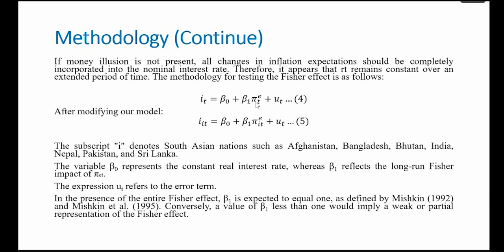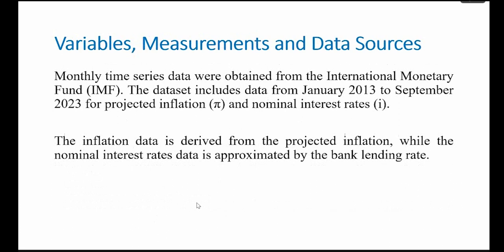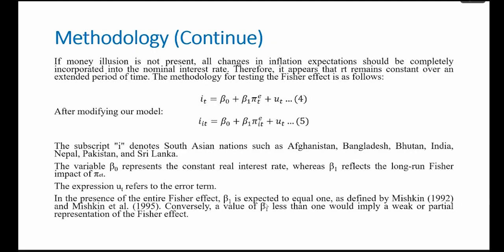The interest rate i is equal to beta R plus beta 1 inflation plus other terms, and the error term is there. I want to replace it. If you ask how I can find the inflation target, then if I regress inflation as the dependent variable on the interest rate as the independent variable, there can be inflation rate targeting as well. So I take Afghanistan, Bangladesh, Bhutan, and all the South Asian countries. If the coefficient beta 1 is equal to 1, then the exact Fisher effect is there. If it is less than 1, then a weaker, partial Fisher effect exists.